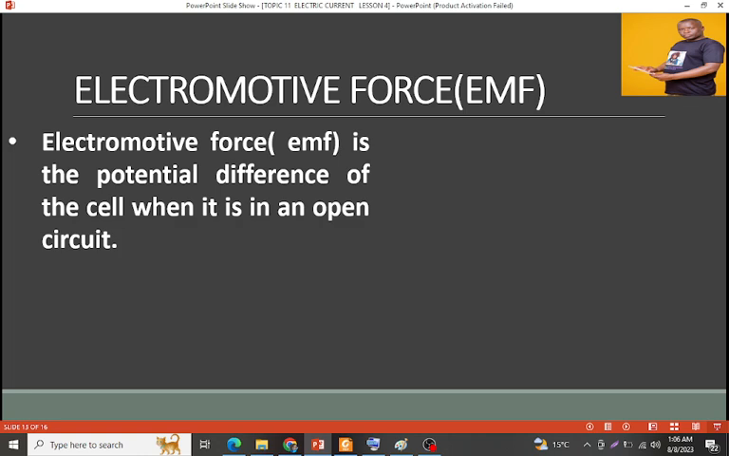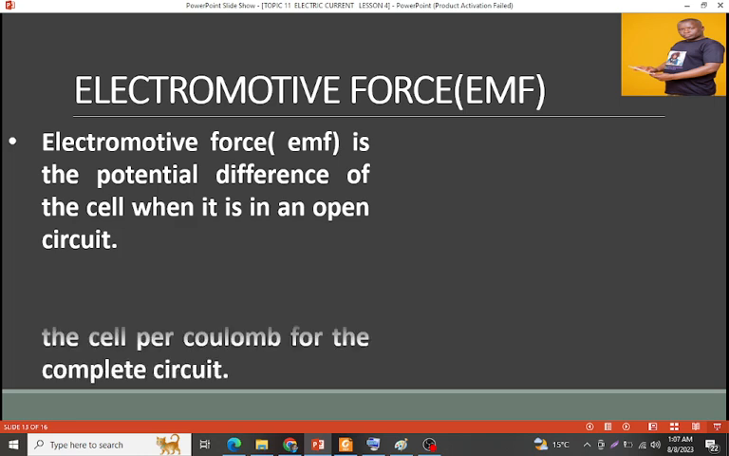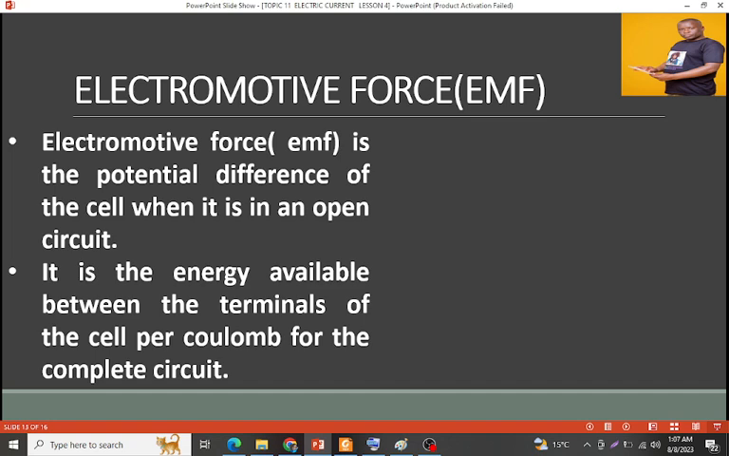Remember, imagine you have opened a circuit, maybe the switch is open, right? And you measure the voltage. You connect a voltmeter across a cell or battery. Then the reading on the voltmeter is called electromotive force, which is the energy available between the terminals of the cell per coulomb for the complete circuit.